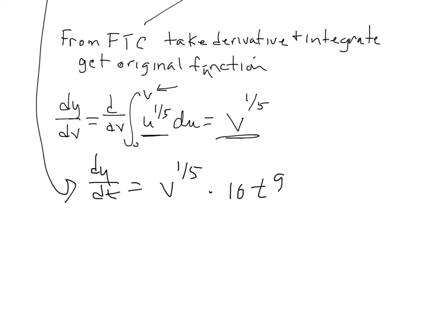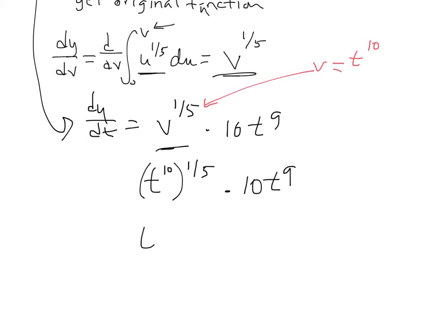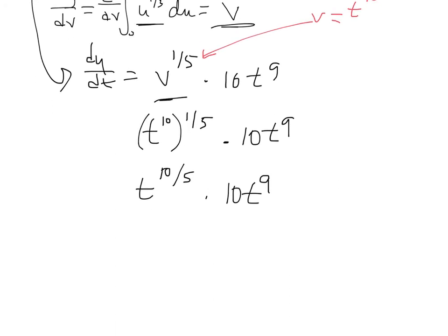Well, we said that we let v equal t to the 10th. Remember, way back up there somewhere, so v equals t to the 10th. So t to the 10th to the 1/5 times 10t to the ninth. And thus we have 10t to the 5th times 10t to the ninth. Well, both of these have bases of t, so I need to get a common denominator in the fractions so I can add the fractions.